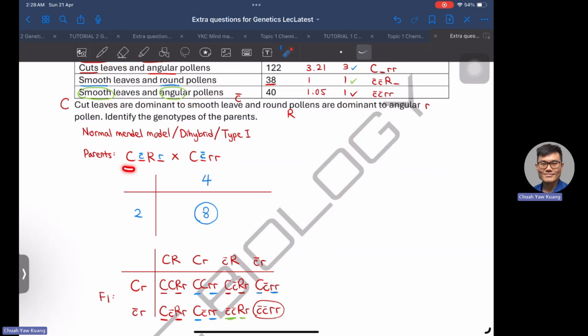So now we can confirm this is the genotype of the parent. That's why we will write that. The genotype of the parent would be heterozygous for C and homozygous recessive for R. So that would be the final answer.